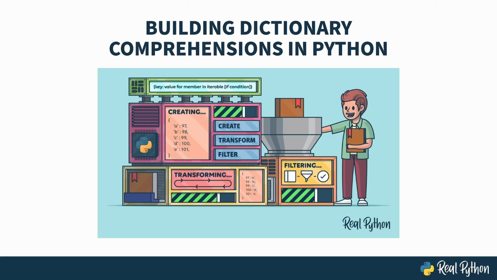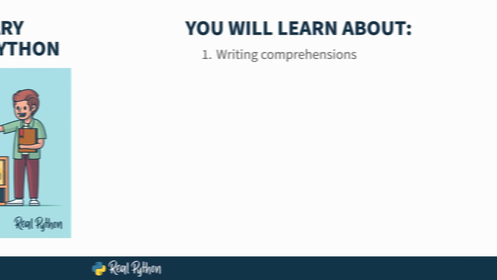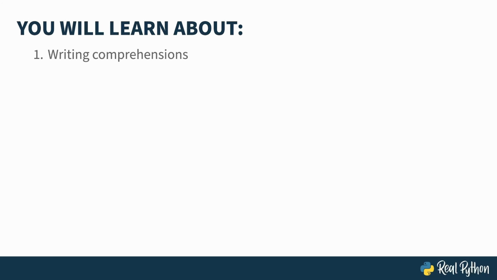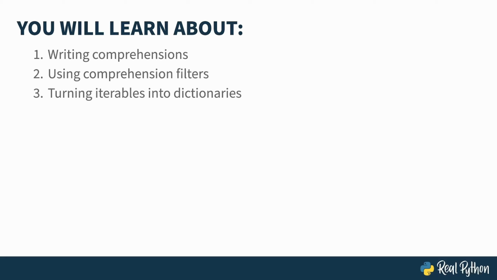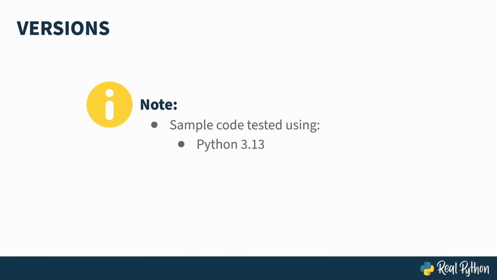This course is all about dictionary comprehensions. You'll learn how to write comprehensions, how to use filters inside of a comprehension, how to turn iterables into dictionaries using comprehensions, and applying transformations to dictionaries using comprehensions. The code in this course was tested with Python 3.13. Comprehensions were added to Python in 2.7, so pretty much anything Python 3 will be fine for your playing around.